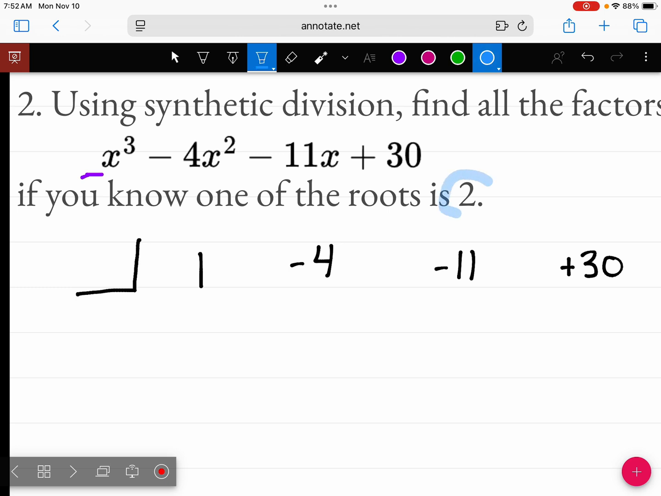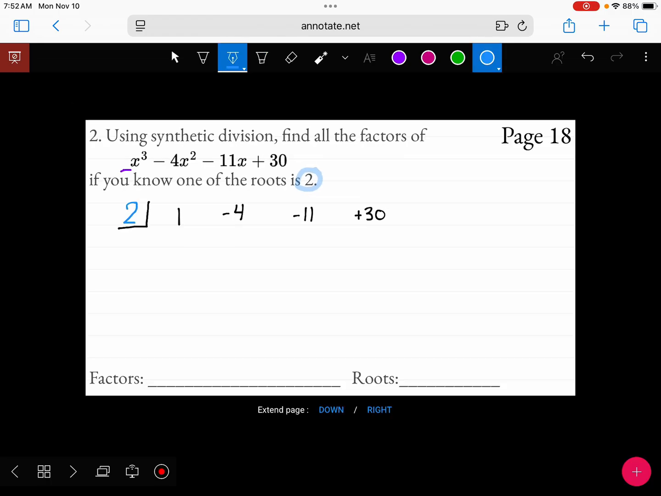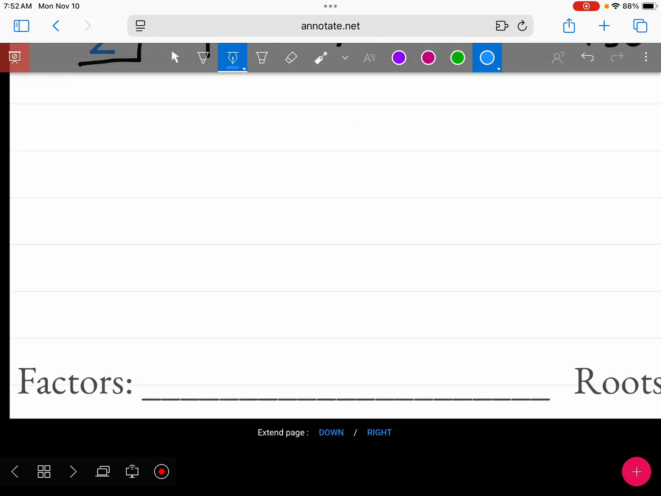Our next thing we need to have is we need to put that our root is 2. When we're using synthetic division, we always put that our root is 2. Since we're finding our roots, I know we have a root at 2. I could even come down here and put my factor. I know it's going to be x minus whatever that root is, x minus 2. I know that piece. It's a part of this. The root they've told us is 2, which means our factor is x minus 2.